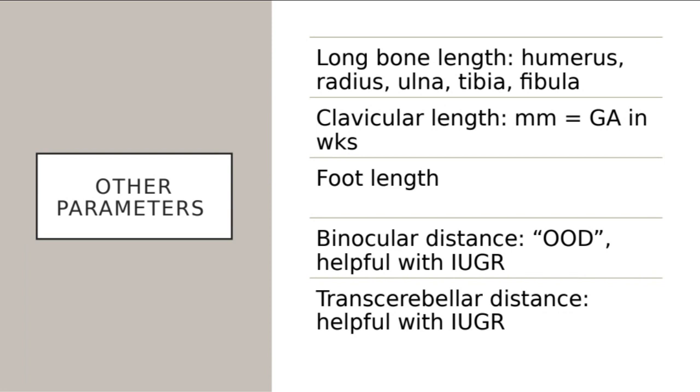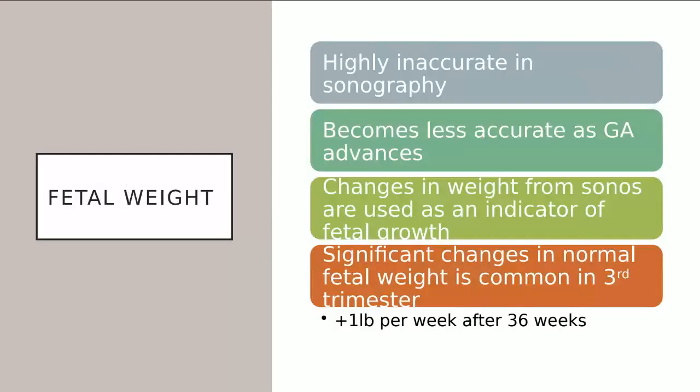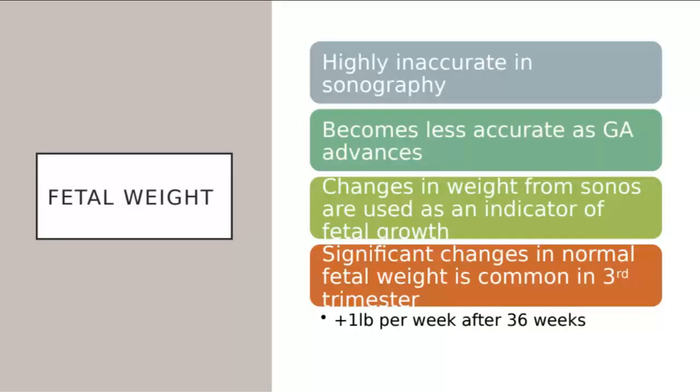This is going to be helpful with cases of IUGR. And then sometimes we can measure our transcerebellar distance. This is also helpful in cases of IUGR. Now, our fetal weight. This is so unreliable in our profession, and this is something that a lot of people who don't work in healthcare tend to get mad at ultrasound for.